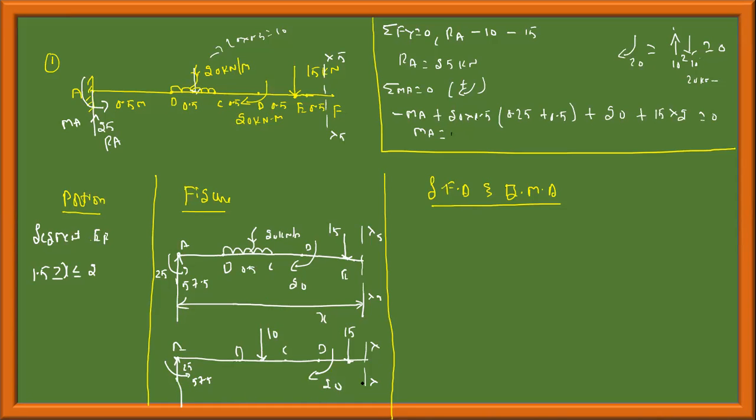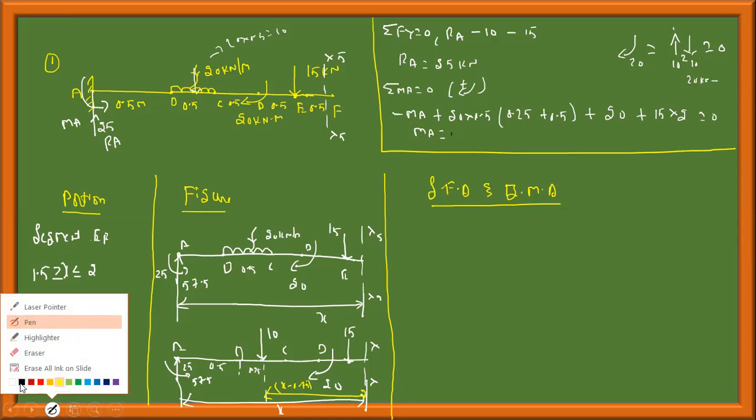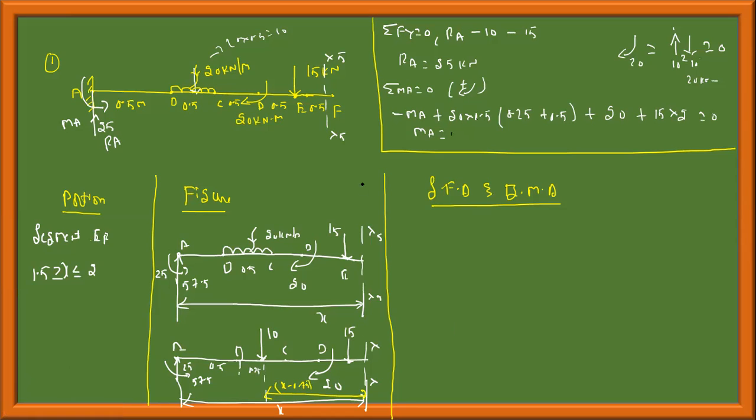If this distance is x, this is 0.5, this will be 0.25, this distance will be x minus 0.75. Therefore, shear force is equal to the sum of the vertical forces from one direction, which is 25 acting upwards minus 10 minus 10 minus 15, which should be 0. Always you should get 0 at the other end.